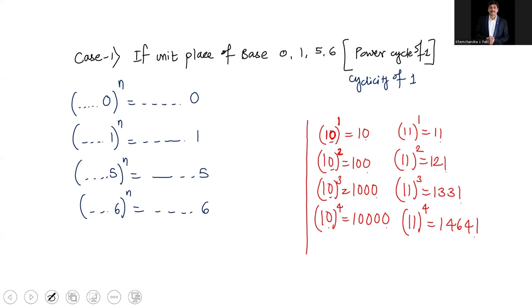Just mention done in the comment box when you complete that. Okay. So this particular case is applicable for 0, 1, 5, 6. That is called the power cycle of 1.